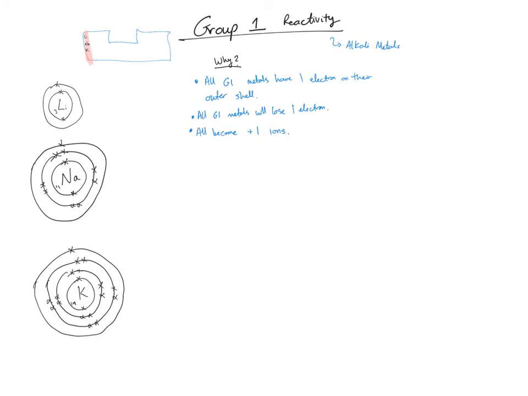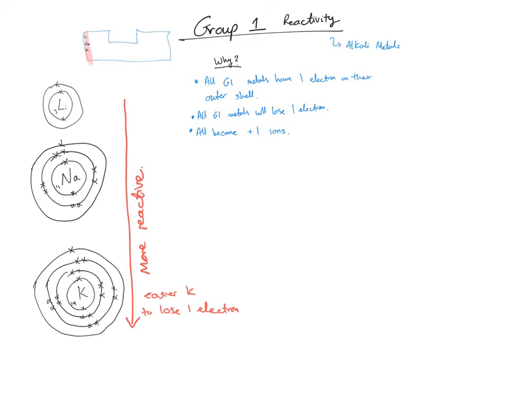So now we're going to look at the trend. A trend is a pattern. As you go down group 1, they get more reactive. So this is the trend. Lithium's the least reactive out of the 3, potassium's the most. The reason why is because it's easier for potassium to lose this 1 electron. Therefore, if it's easiest for potassium to lose it, it's the most reactive.